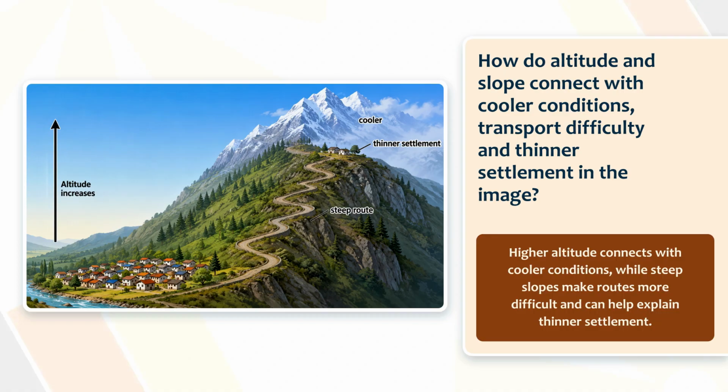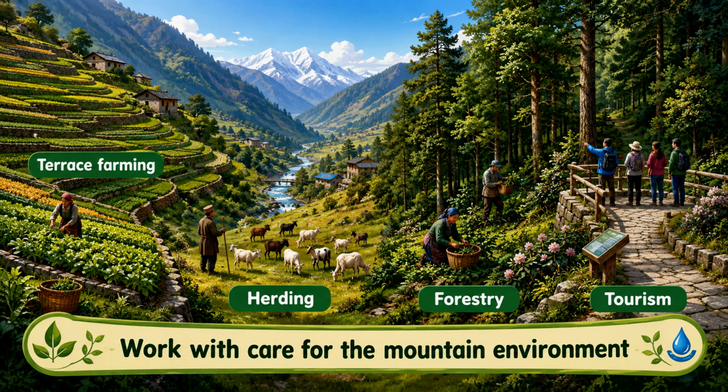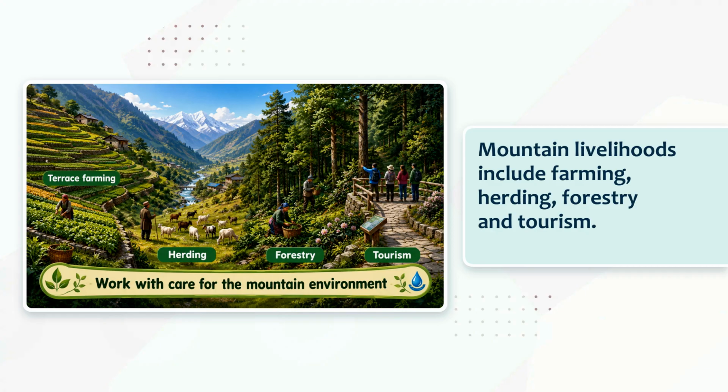Next, we will examine how people make a living in mountain areas through terrace farming, herding, forestry, and tourism. Mountain livelihoods can include terrace farming, herding, forestry, and tourism. Terrace farming uses stepped fields on slopes, and all these activities need care for the mountain environment. The landscape supports more than one kind of work.